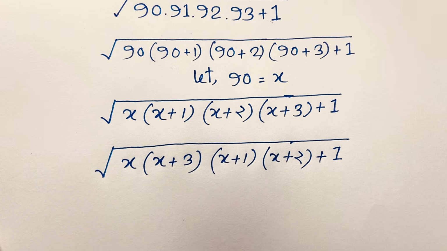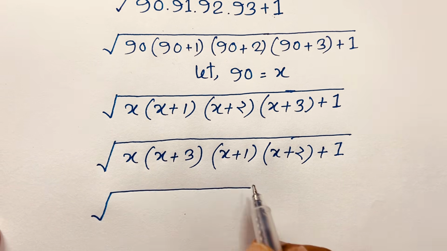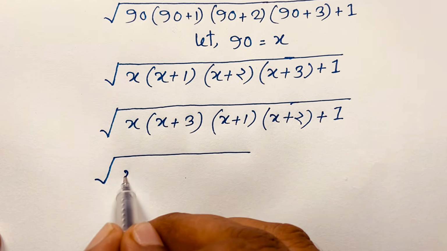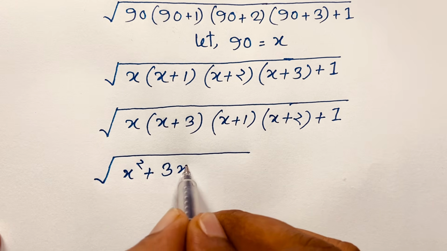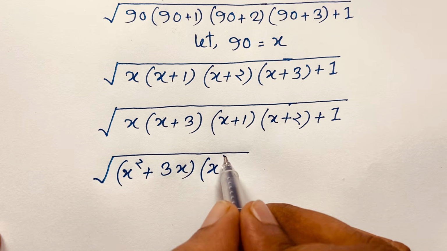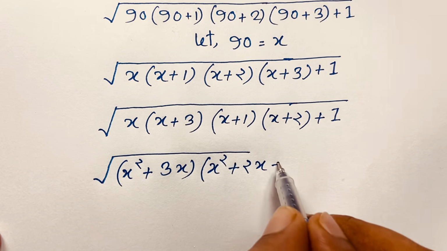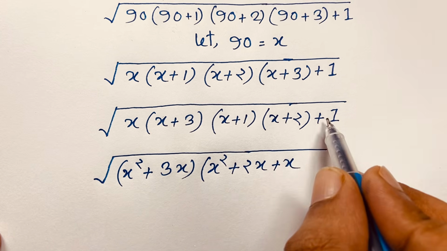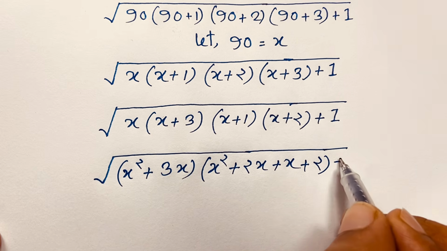Now this is the square root. I solve this maths question with an easy method. This x times x, this is x to the power 2. 3 times x, this is 3x. And this is x times x, x to the power 2. Then x times 2, it will be twice x. And here x times 1, this is x. And 1 times 2, this is 2. And this is plus 1.